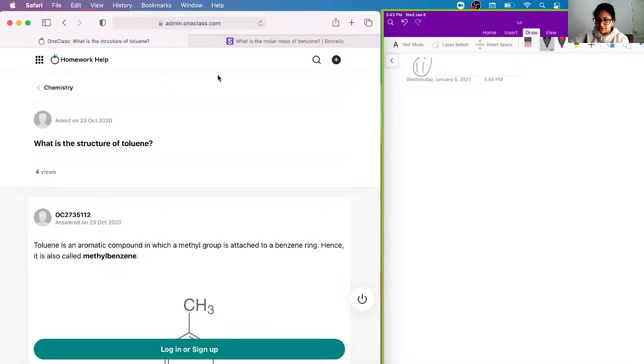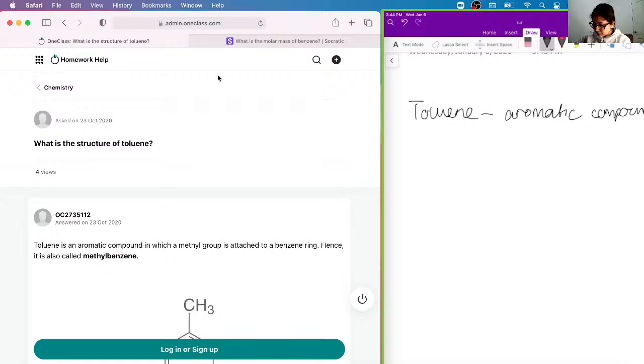The question is, what is the structure of toluene? Toluene is an aromatic compound. It is a benzene ring in which a methyl group is attached to the benzene ring. Hence, it is also called methylbenzene. So this is an aromatic ring compound. It has a methyl group attached to a benzene ring.